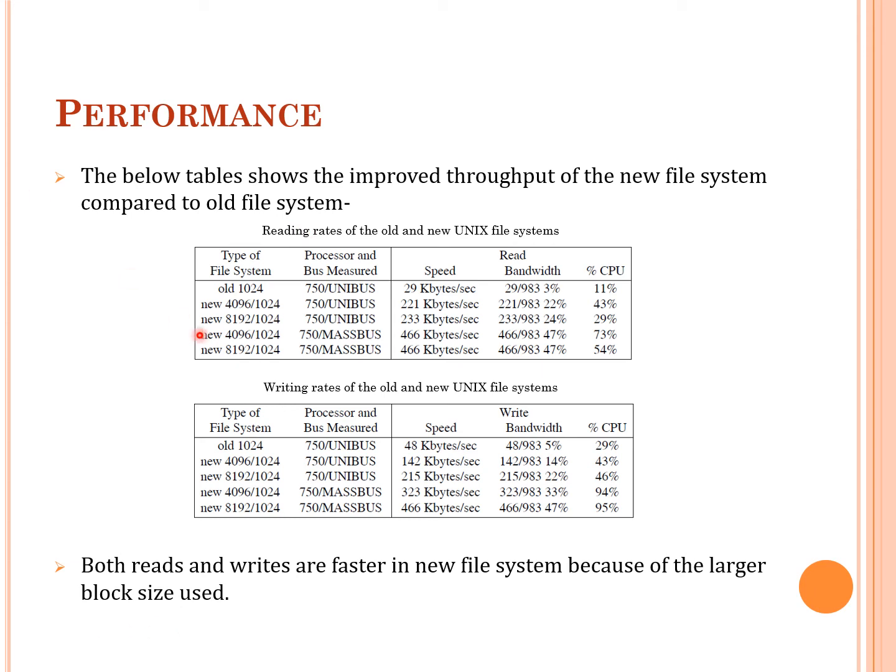Some tests were performed on both types of file system, that is the old file system and the new file system, using different buses like Unibus and Massbus. The only difference between the Unibus and Massbus is the controller which was used, and we can clearly see the improvement in the speed and the bandwidth of both reading and writing. The reading rate in the old file system is 29 kilobytes per second, whereas in the new file system it is 221 kilobytes per second. In the same way, the bandwidth also has an improvement.